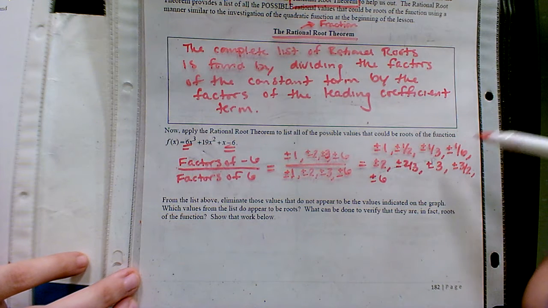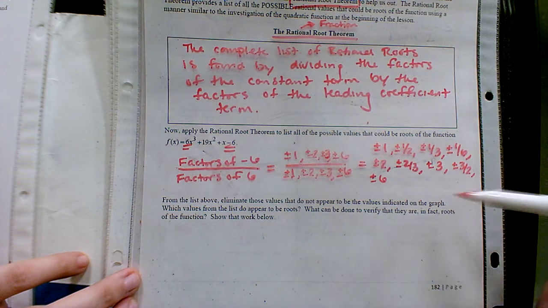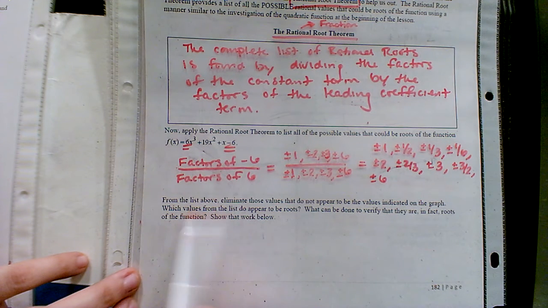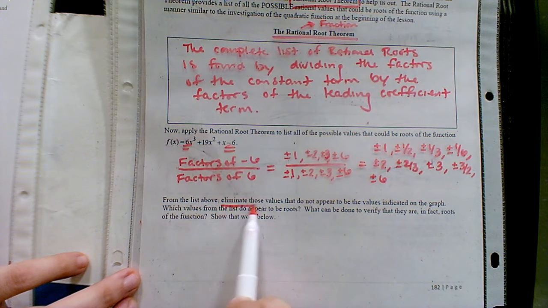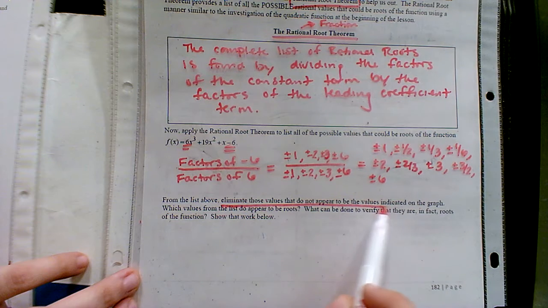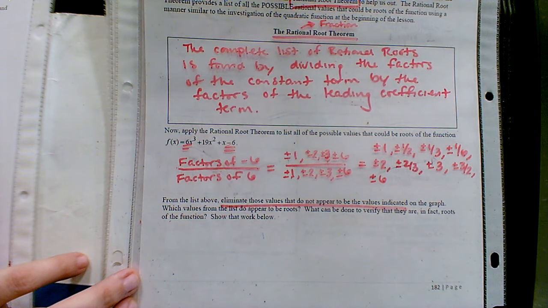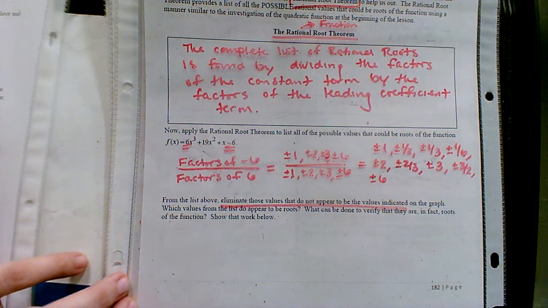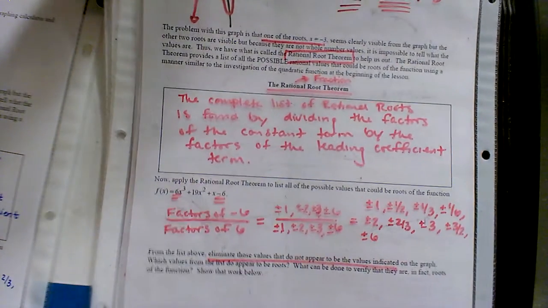Alright, now clearly the graph doesn't have all of these as x-intercepts because we only identified 3 of them. These are just a list of the possible ones. So from this list, let's eliminate those that don't appear to be the right ones based off the graph. If we take a look at the graph from the top, I have to zoom out again a little further.